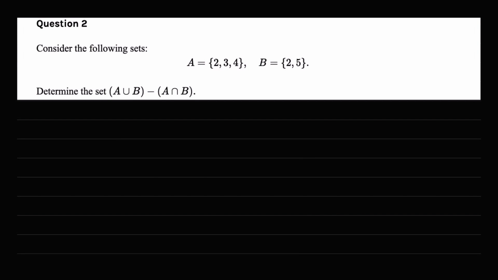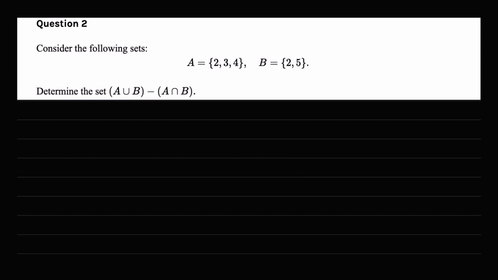Question 2. Consider the following sets. We want to determine this set. This pair of brackets prioritizes the union operation, and this pair of brackets prioritizes the intersection operation. After I determine these two sets, I subtract them using the rules of set subtraction.